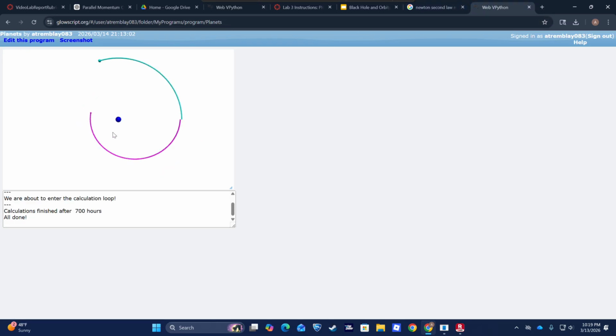Going over here, this is what my end would look like. If you kept going, it would go further, but my computer doesn't really like doing that.